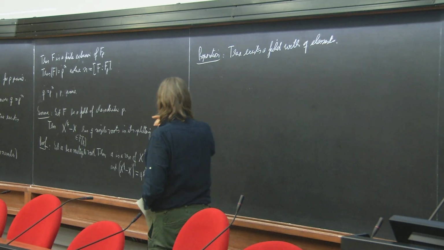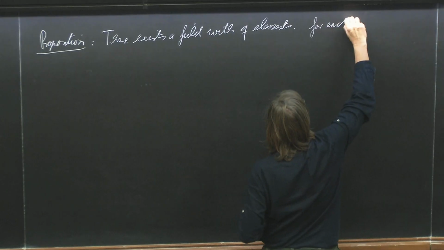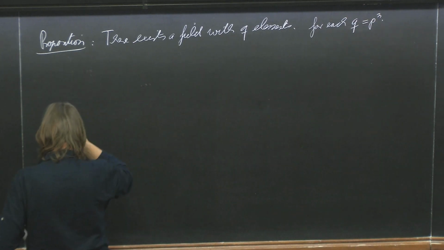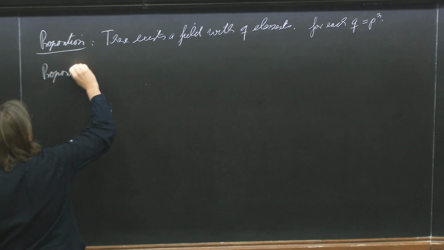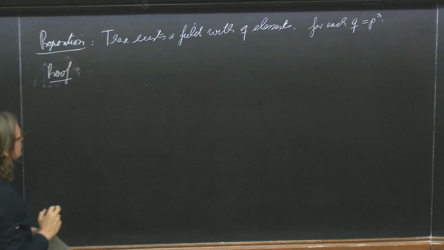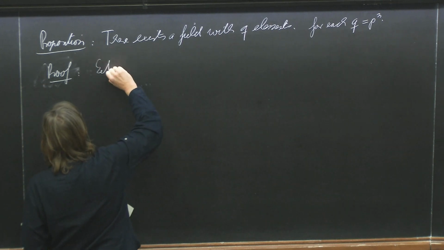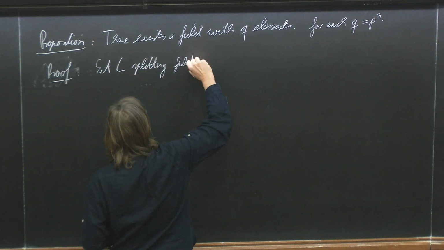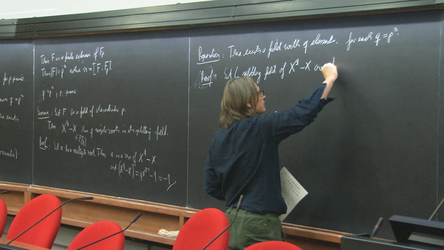For every q equal to p to the n, for p a prime number. So for this proof, we look at the splitting field of the self-same polynomial over Fp. So let L be the splitting field of x to the q minus x over Fp.